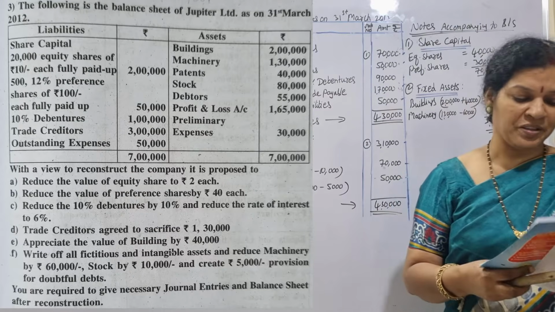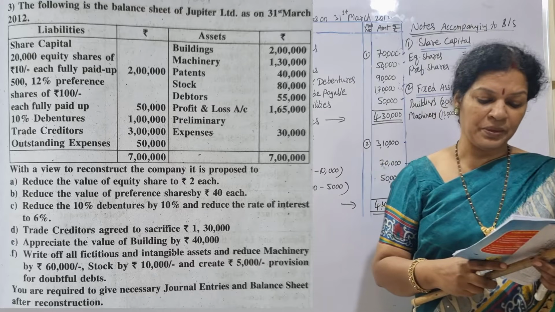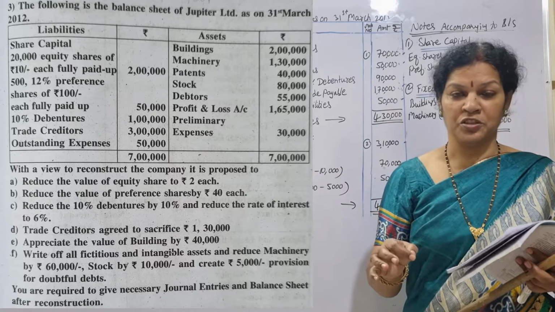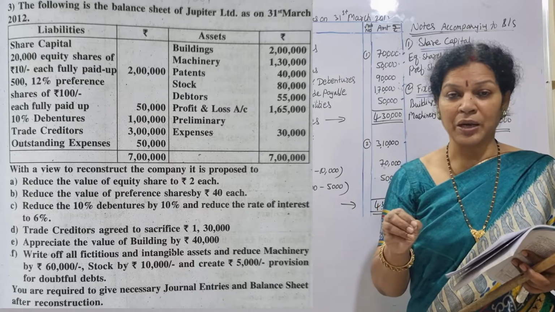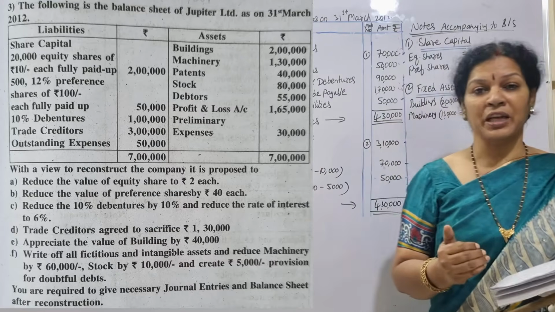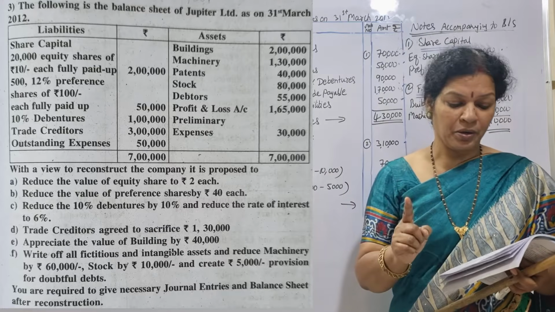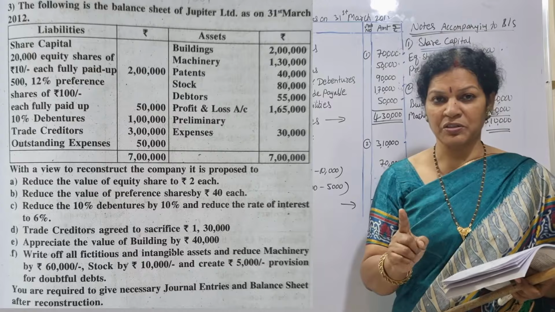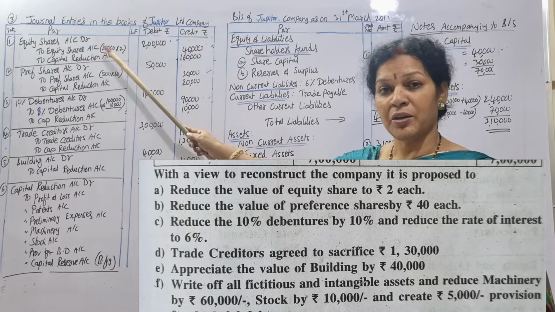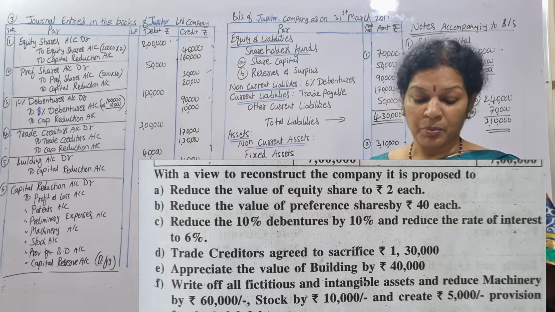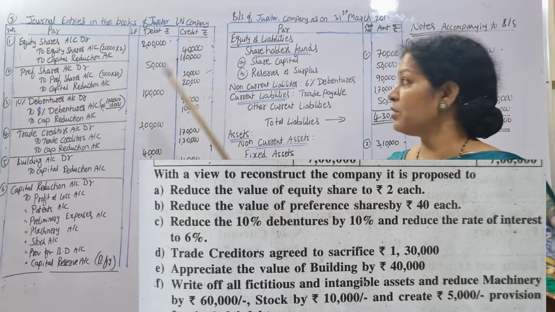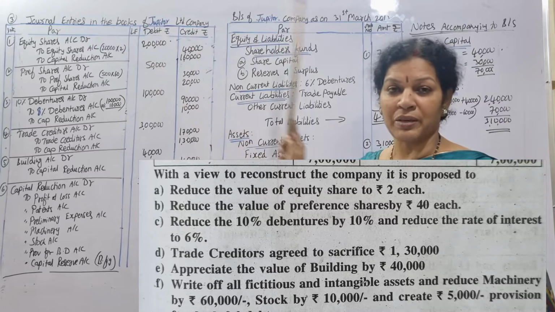First one is that with a view to reconstruct the company, it is proposed to reduce the value of equity shares to 2 rupees each. When we want to decrease the equity capital, what is the entry? Equity share capital account debit to capital reduction account. I have written that. How much do we want to bring it to? 2 rupees. The original value given in the problem is 2 lakh rupees.